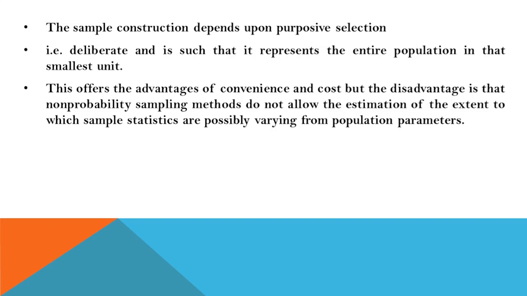The sample construction depends on purposive selection, that means deliberate and such that it represents the entire population in that smallest unit. This offers the advantage of convenience and cost, but the disadvantage is that non-probability sampling methods do not allow the estimation of the extent to which sample statistics are possibly varying from population parameters.